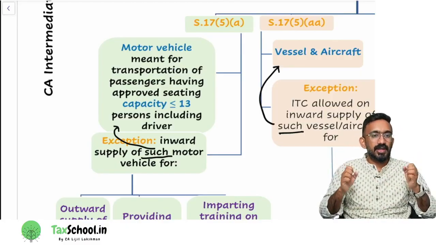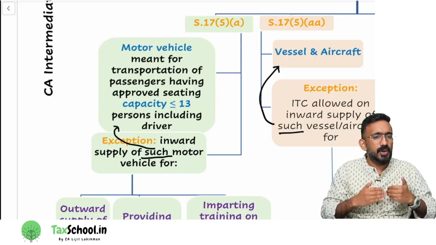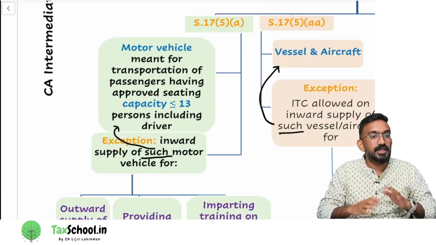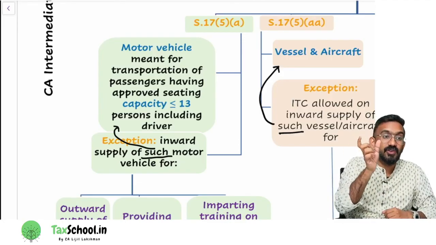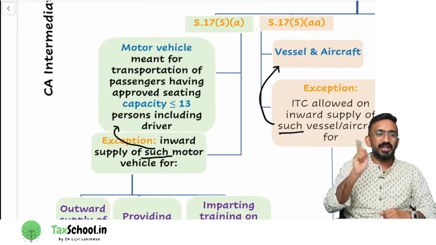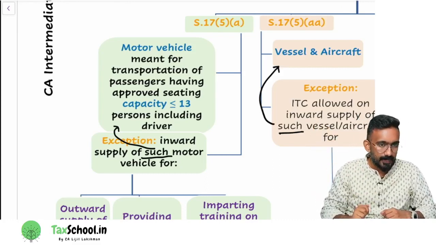Suppose I purchased a Honda City and I'm using it. I'm a jeweler. I'm using this Honda City to transport jewelry from one showroom to another. Can I take ITC? No. Because Honda City's purpose is transportation of passengers, not transportation of goods. You cannot say that I am using it for goods, so I should take credit. You can't.